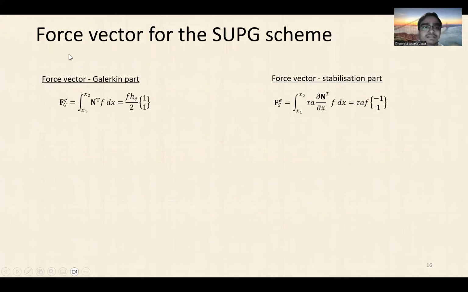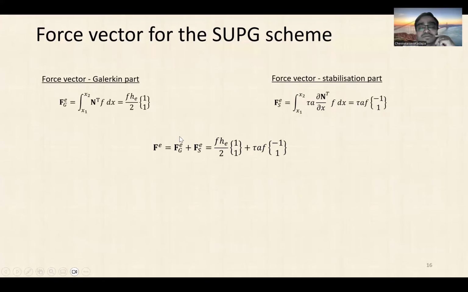So first, let's look at the force vector for the SUPG scheme. Like I said, we have two components. One is from the Galerkin part, so I have denoted it as Fe with subscript G for Galerkin. And this is the same as earlier, the right hand side for the source term. And here we have the stabilization part. After substituting the basis functions and carrying out the integral, we get this as the force vector for the stabilization part.